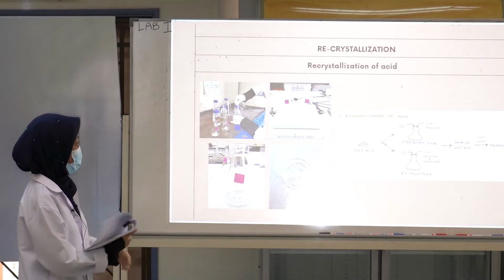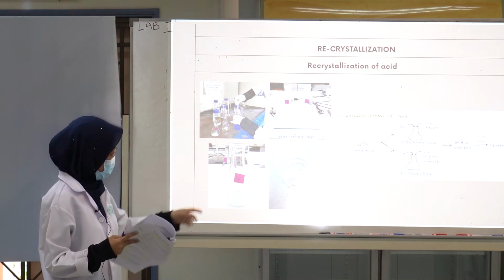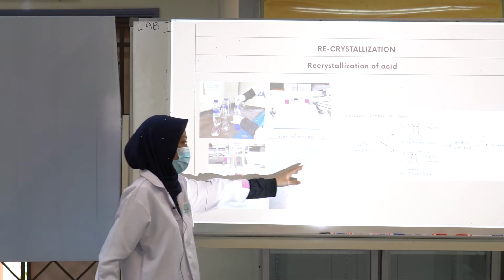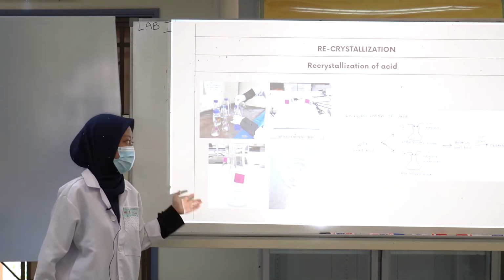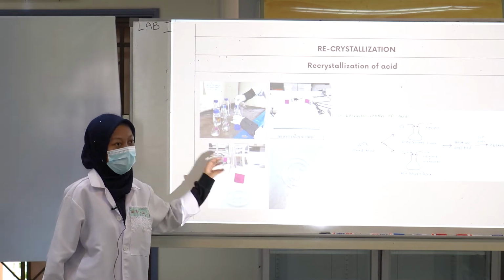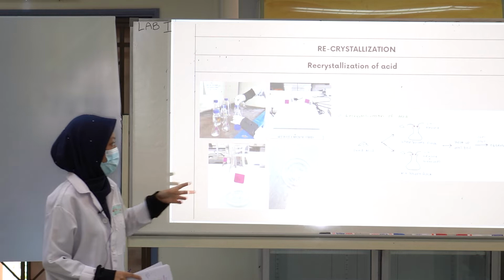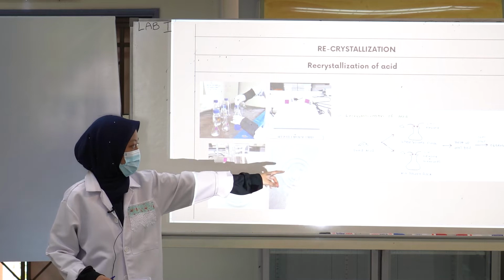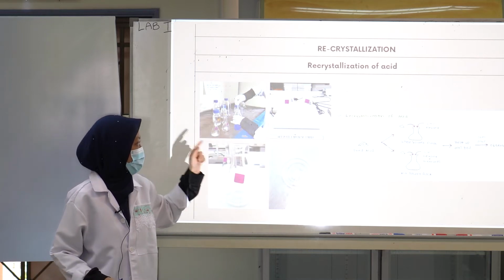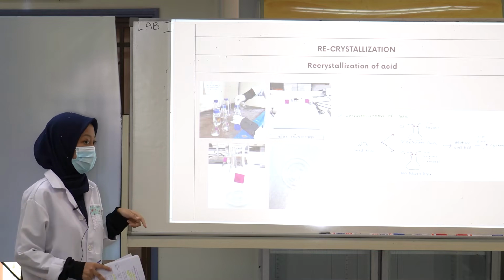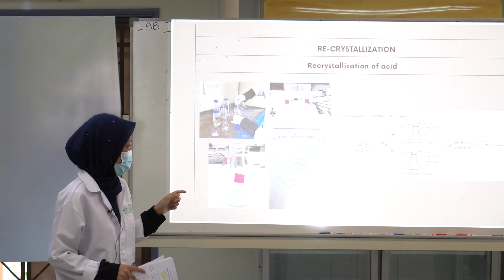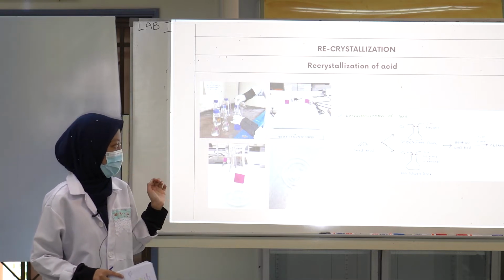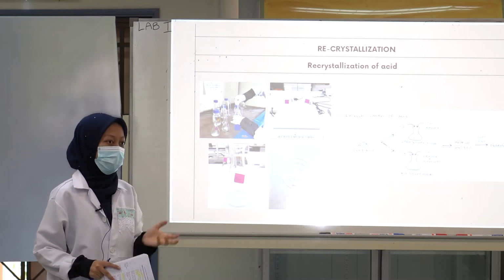So this is recrystallization of acid. First thing is we add half of dry acid. This dry acid precipitate is what we get from the previous experiment. So this dry acid precipitate we will divide into two. Half we put into the single solvent flask and half we put into the mixed solvent flask. In the single solvent flask we put 5 milliliter hexane, and in the mixed solvent flask we put 5 milliliter hexane plus methanol. Then we heat up until boil, and then we cool down a little bit.